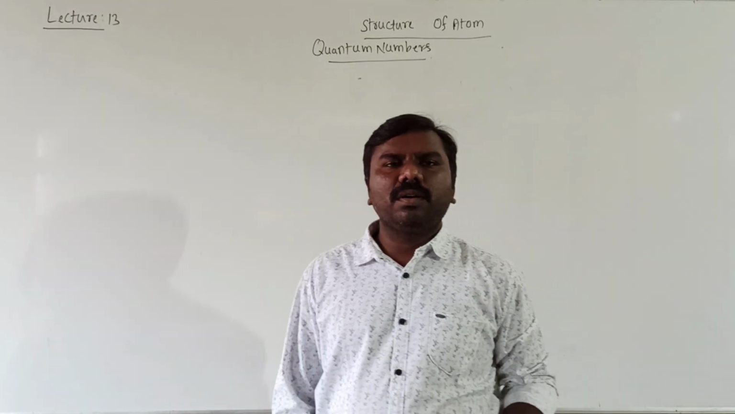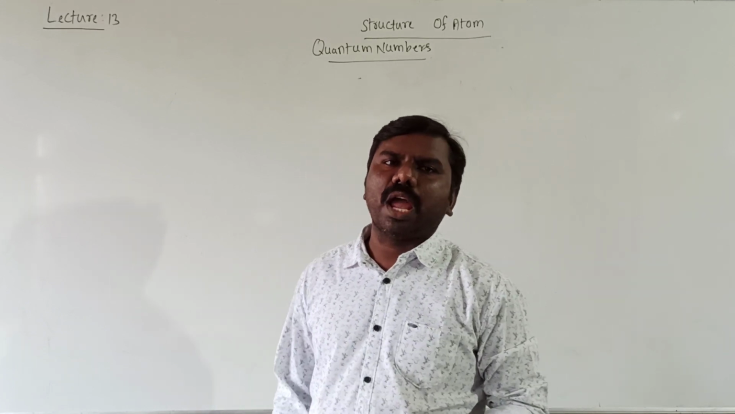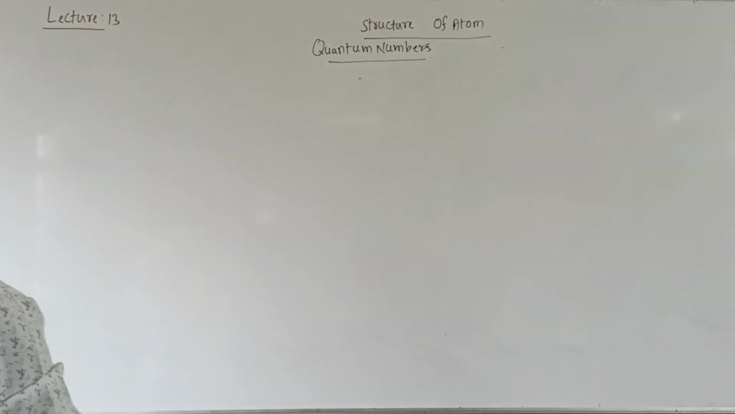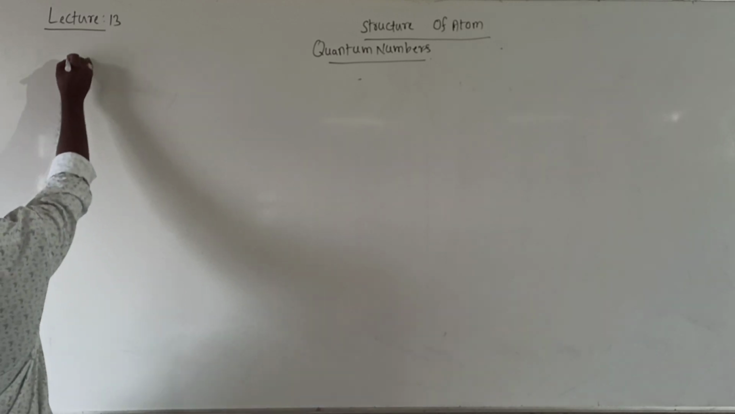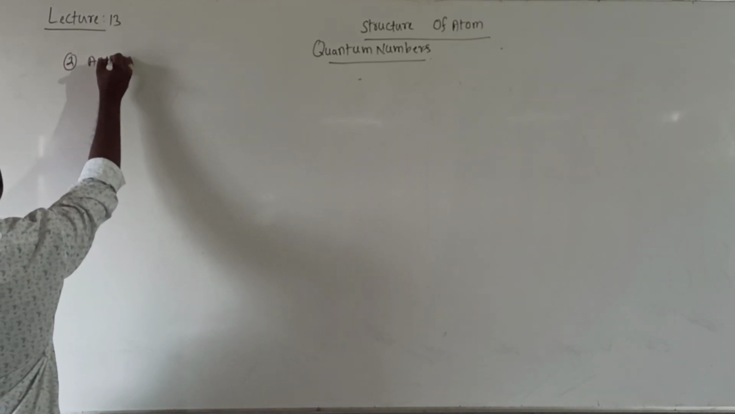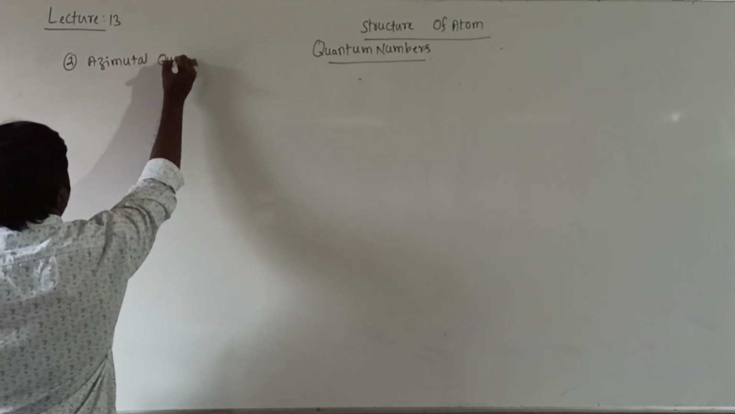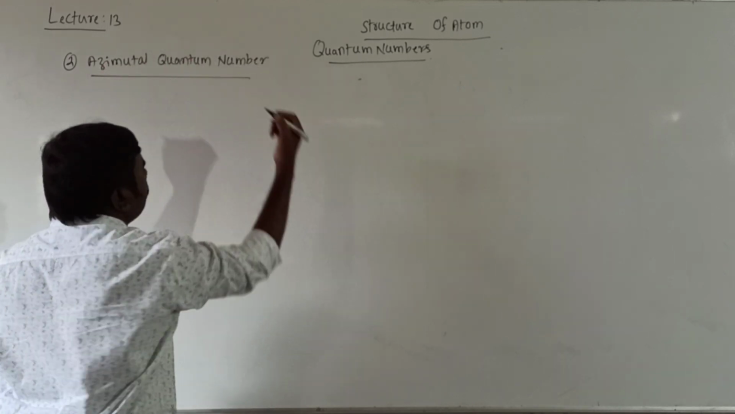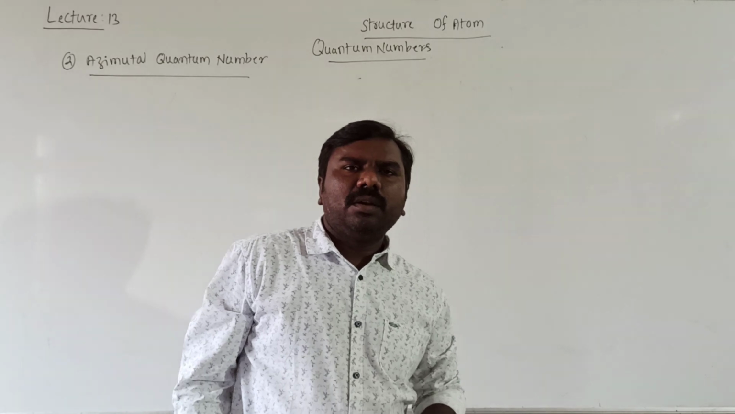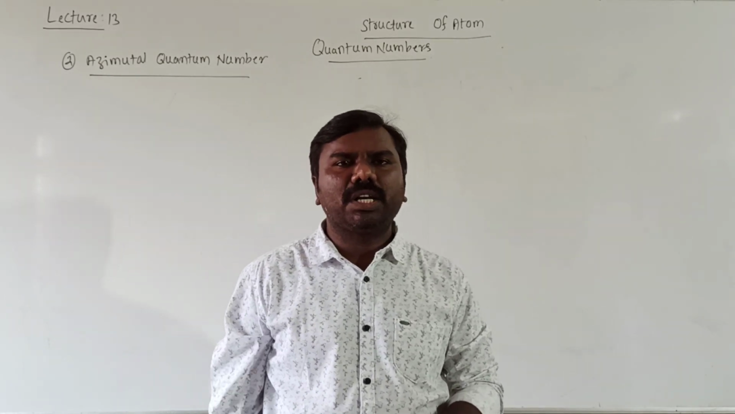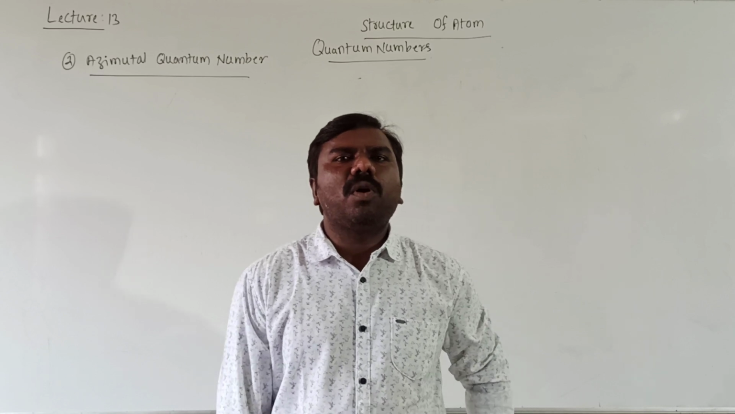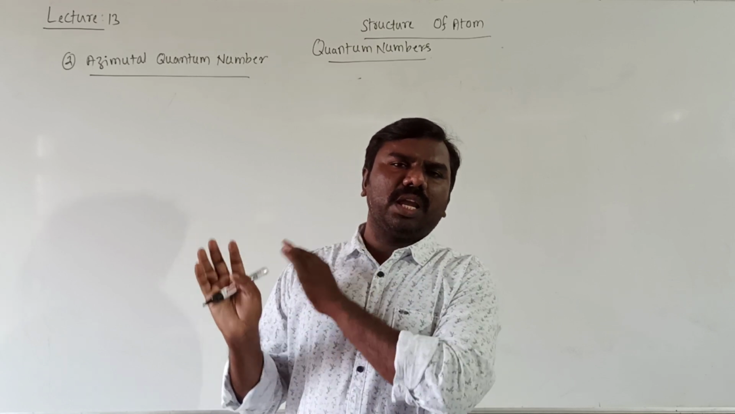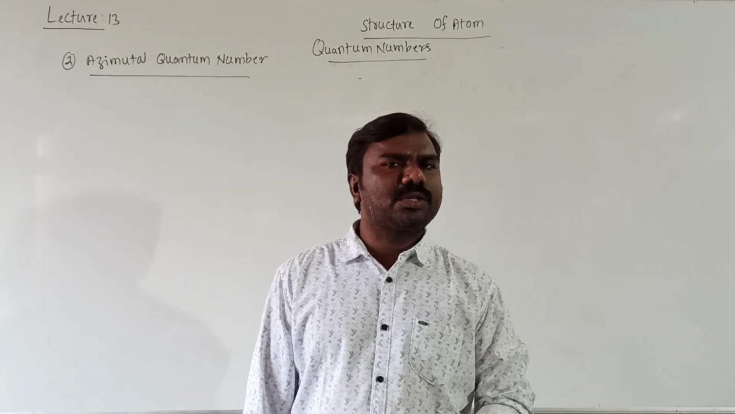Especially, the principal quantum number also explains the angular momentum of an electron, mvr equal to nh by 2 pi, which we have already written. Now, the azimuthal quantum number, the second one. It is also called the subsidiary quantum number, also named the angular momentum quantum number. It is indicated by small l. Small l values are 0, 1, 2, 3. It can be considered as n minus 1.